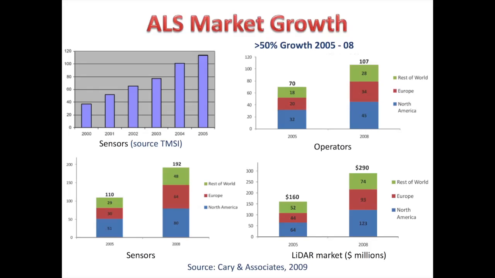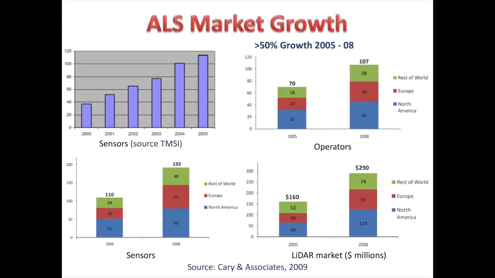In terms of market growth, prior to 2005, I think the only indication available was this study by TMSI, and I forget the acronym. But again, this was another market study, and this was just of the number of sensors that are being sold. So a very coarse indication of the market growth, but nonetheless it illustrates the point. In 2000, there were less than 40 sensors out there and commercially deployed around the world. By 2005, we were about 110. And so that represents about a 50% growth over 3 years.